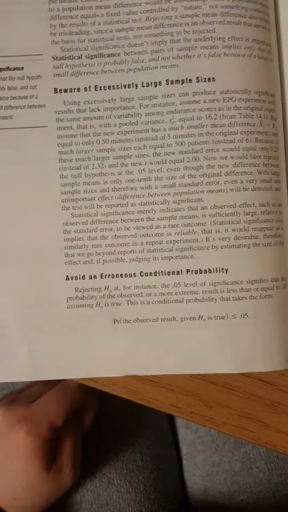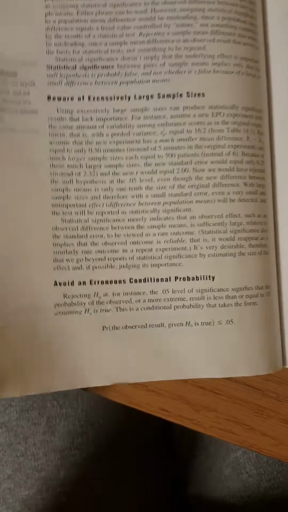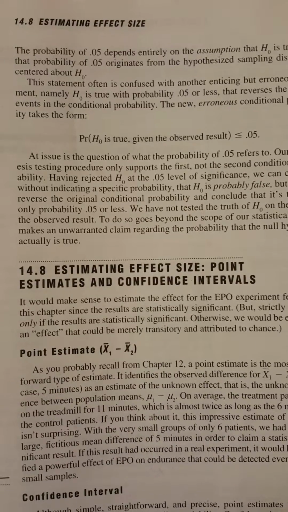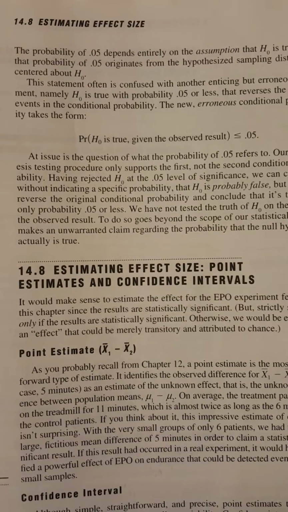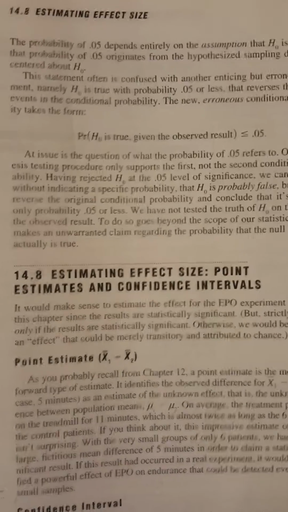PR, the observed result given H0 is true, less than or equal to 0.05. PR, H0 is true given that the observed result is less than 0.05.